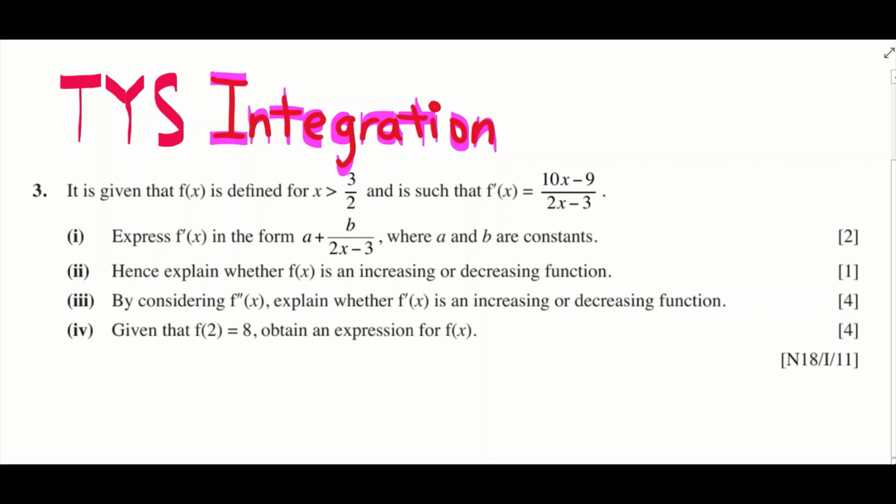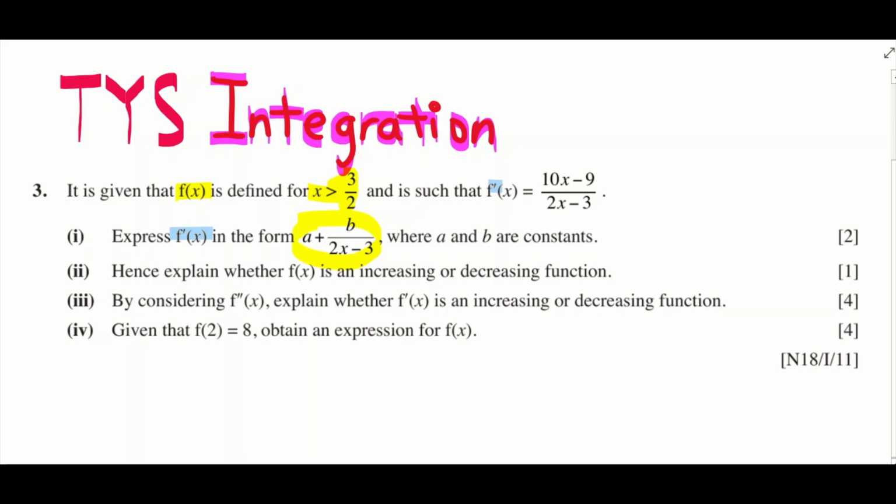Question 3, they give you a function f(x) defined for x more than 3 over 2, and they give you f prime (10x minus 9) over (2x minus 3). Part 1, express your f prime in the form of a plus b over 2x minus 3.